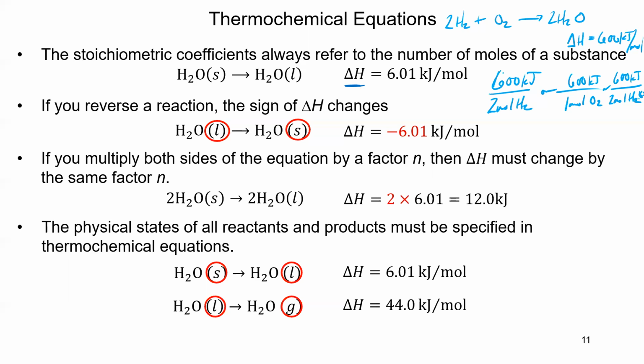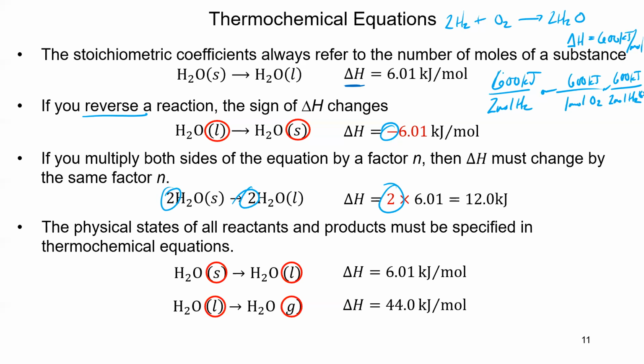Okay. All right, the second piece here, if we reverse the reaction, right, we're just changing reactants and products. The only thing that changes is the sign of our enthalpy. If we start with twice as much and we end up with twice as much, well, we have used twice as much energy.